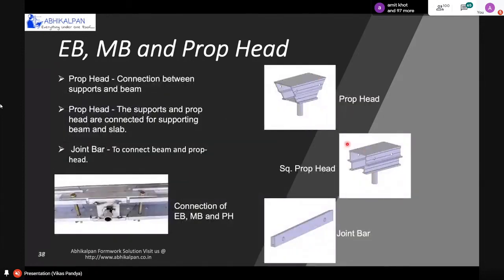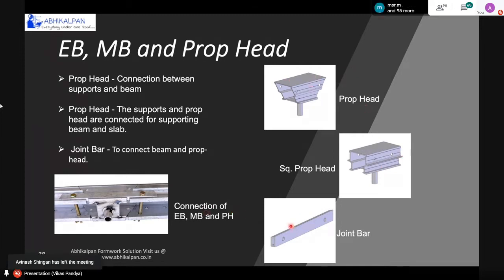This is a prop head. This prop head is a standard size prop head. The width of the prop head is 150 mm and the length is 300 mm. Also, this is a common prop head we will use between end beam and middle beam, or middle beam and middle beam. This is a special prop head which is mainly used at the beam bottom level, or somewhere where you are not able to place the standard prop head.